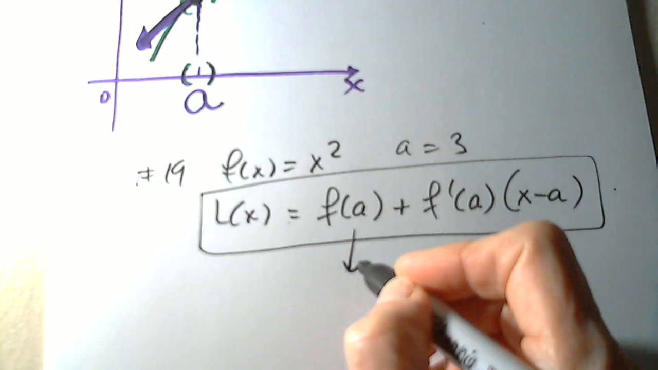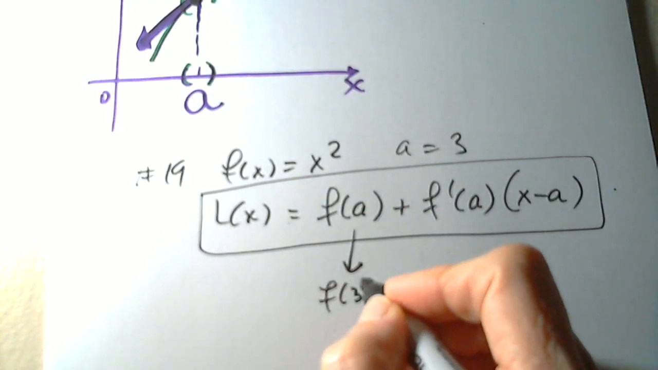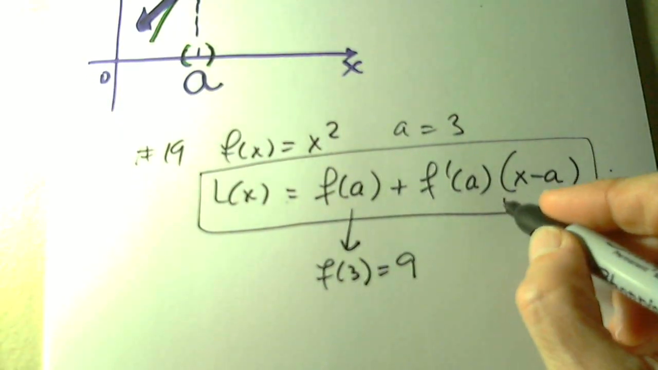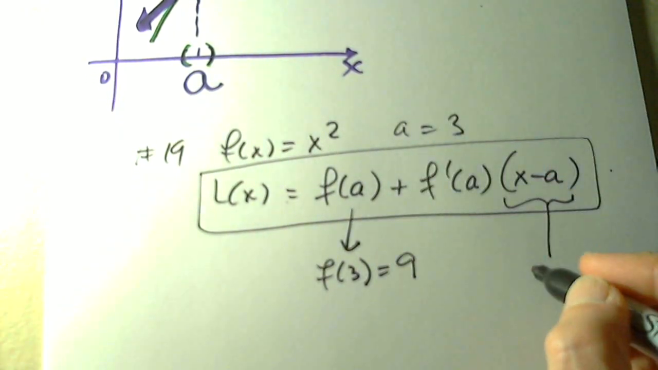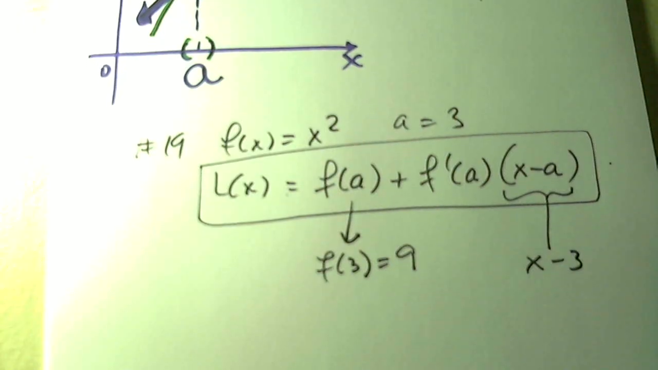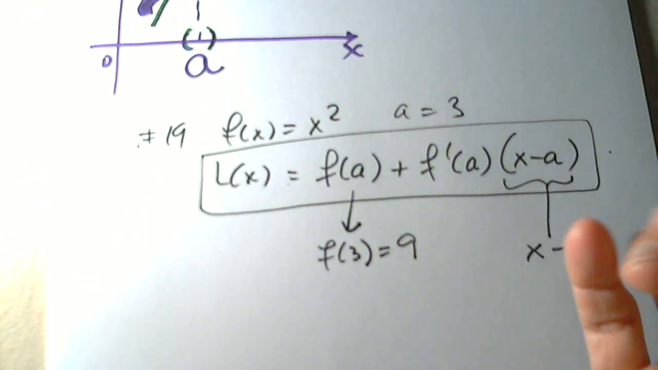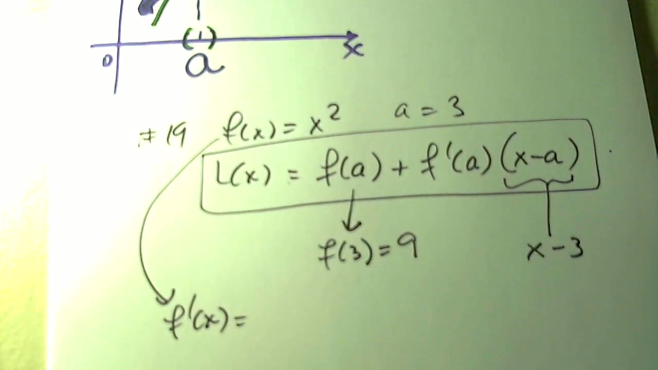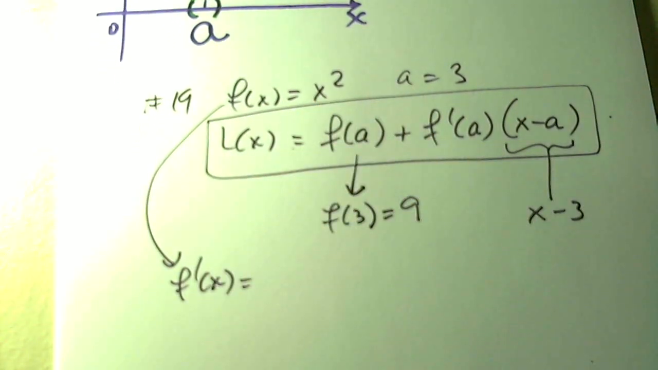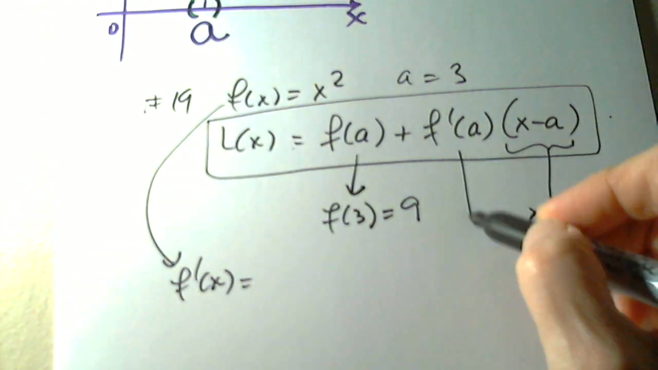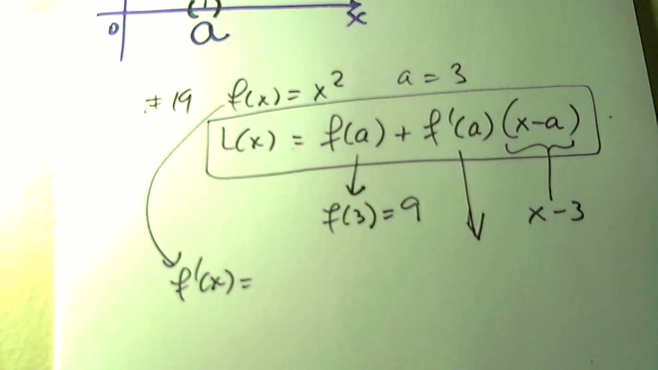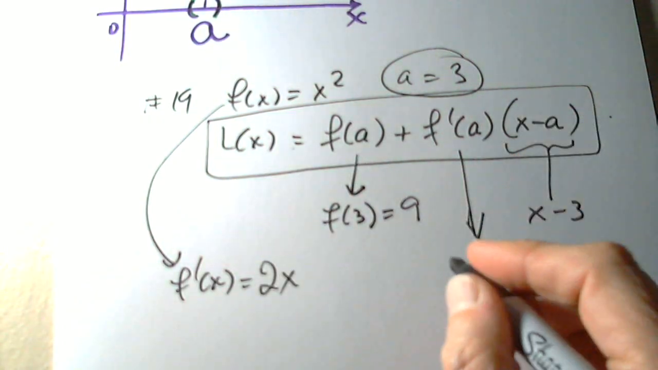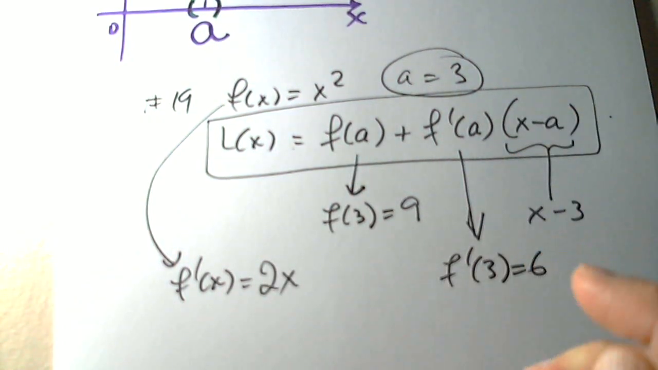What is f of a? It's f of 3. 3 squared is 9. What is x minus a? Exactly what I see, x minus 3. What is f prime of a? I don't know, I have to find f prime first. Can anyone give us the derivative of x squared? And then we'll plug in a, which is 3. A is 3. 2x. Yes. So when I plug in, f prime of 3 will be 6.